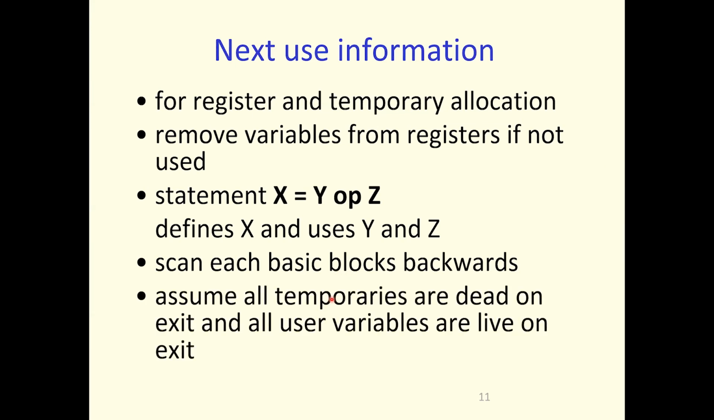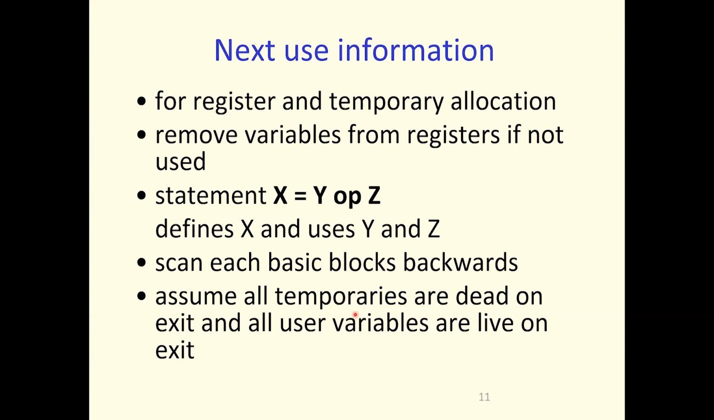So what we will assume, and this is not a very bad assumption, is that all temporaries are dead on exit of the basic block, but user variables are still live at the exit. What this means is, we don't have much control over user variables. Users are going to use a variable anywhere in the function, in a program. A given variable can be used anywhere in the program across different basic blocks.